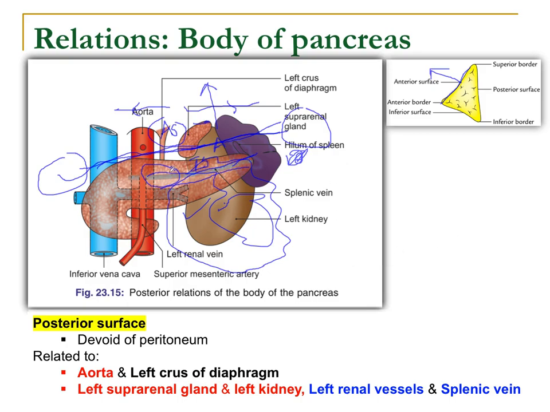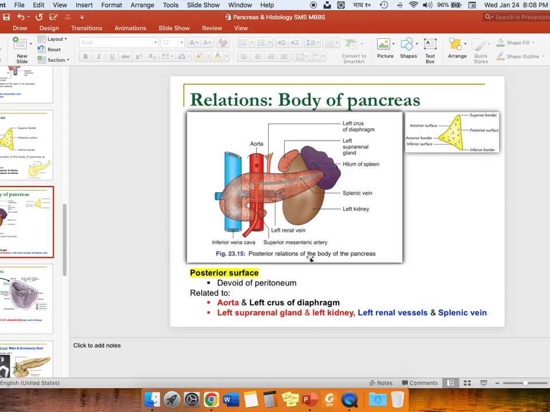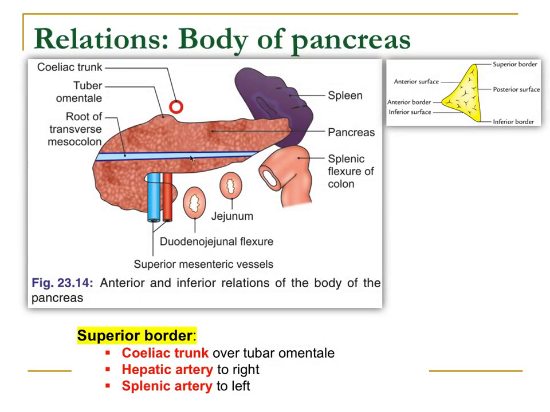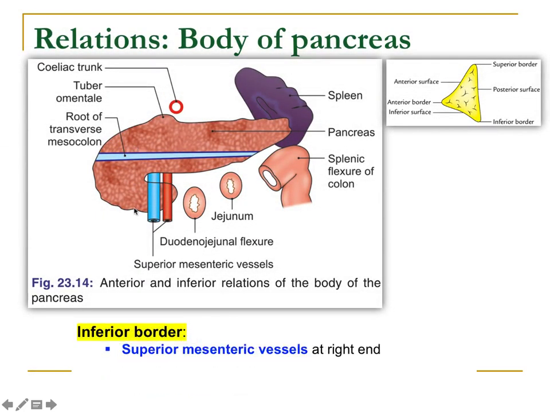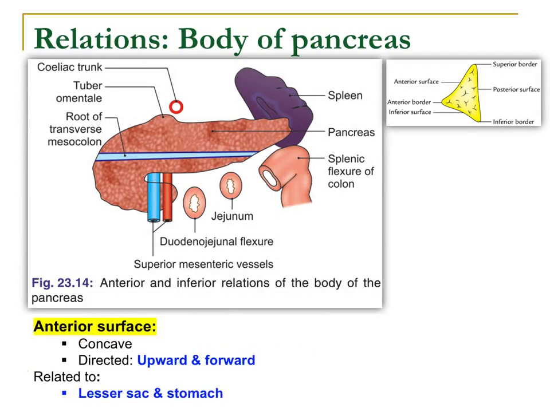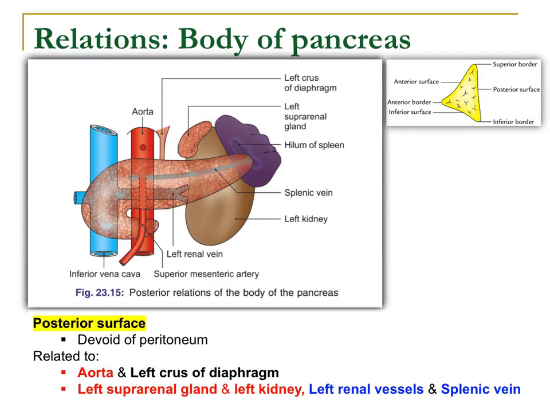Now, again, if you see the posterior surface, that is just behind it. So what will you find? In the posterior surface, in this region, in the body of the pancreas, because we are not discussing all the parts. So this one is the body of the pancreas.